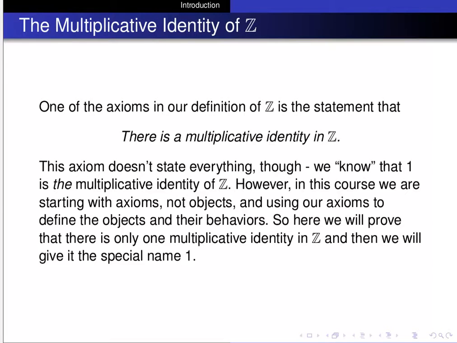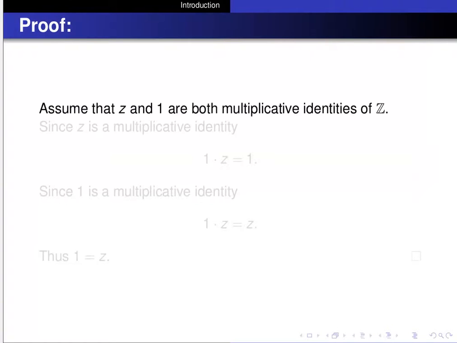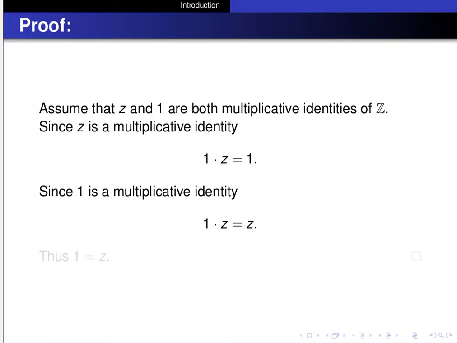So here we're going to go ahead and prove that there is only one multiplicative identity in the integers, and then we'll give it a special name. We'll call it 1, like we'd like to. So here's our theorem: the multiplicative identity of Z is unique. The proof is very similar to the uniqueness proof of the additive identity. Let's assume that 1 and Z are both multiplicative identities of the integers. Since Z is a multiplicative identity, when we multiply it by 1, we're going to get 1 back. And since 1 is a multiplicative identity, when we multiply it by Z, we're going to get Z back.